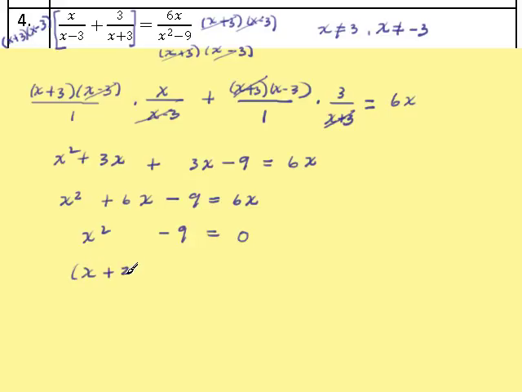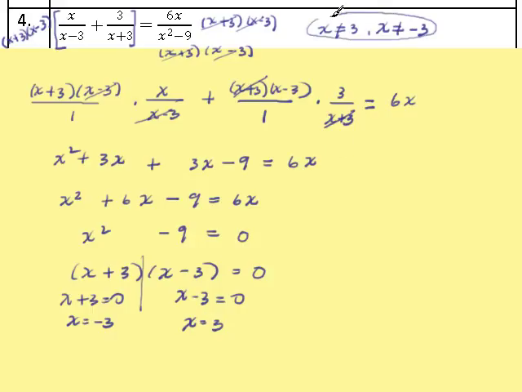And let's factor. Setting each factor equal to 0, we get x is equal to minus 3, and x is equal to 3. Now notice we said right in the beginning that x can't equal 3, x can't equal minus 3. So these are not valid solutions. All right, so we write no solution.